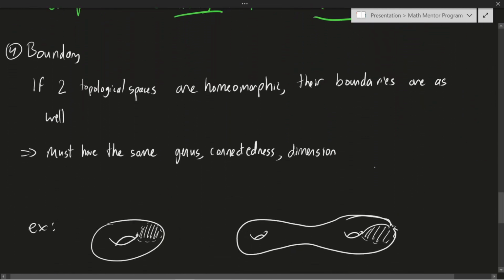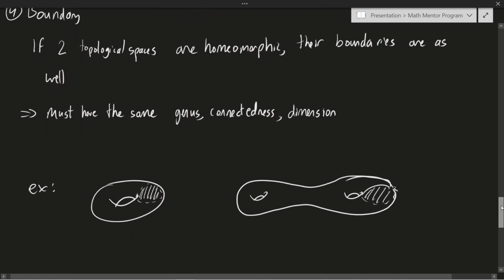Our last invariant is called boundary. So if 2 topological spaces are homeomorphic, then their boundaries have to be homeomorphic as well. Notice we haven't said that a topological space must have a boundary. For example, the torus, right? It's nice and smooth. It's a 2-dimensional object that does not have a boundary. If it did have a boundary, there would be a sort of edge that you could fall off over, but we know very well that it's nice and smooth everywhere, right? So there's no rigid edge for my torus.